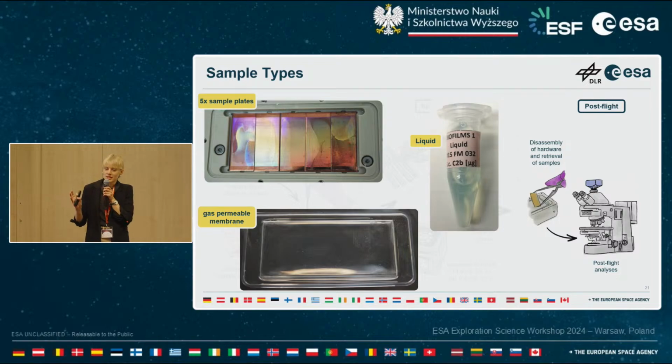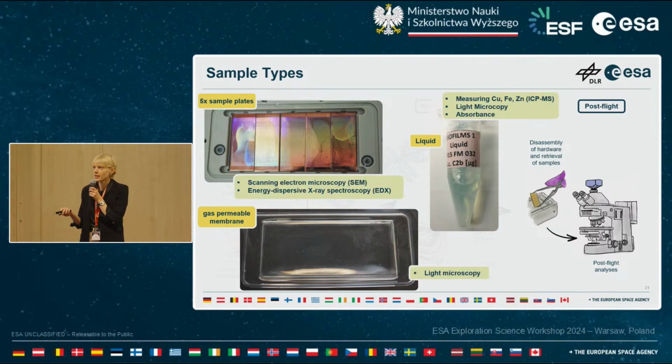Then in biofilms we have 3 different sample types. So first we have the metal plates, which are always 5 of the same kind for each unit. Then we have the gas permeable membrane and the liquid. And we're doing different things with these samples. So some of the analyses we are doing are, as I said before, scanning electron microscopy, but also EDX. For the membranes, we do light microscopy, and for the liquid, we measure the concentration of copper ions, iron ions, and zinc ions. We also do light microscopy and also absorbance.